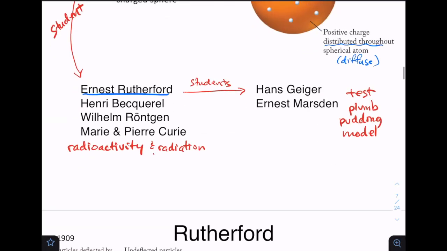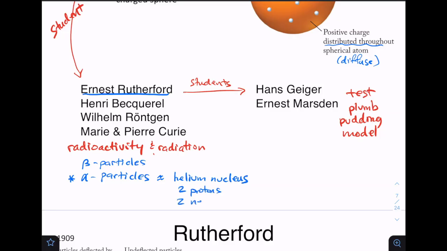Doing this experiment with radioactivity, we don't have time to really study a lot about radioactivity, but there are things that maybe you've heard of, like beta particles or alpha particles in radiation. And these are things that the labs were studying. So alpha particles, it turns out, have some mass. These turn out to be pretty much the helium nucleus, meaning that they have 2 protons and 2 neutrons.